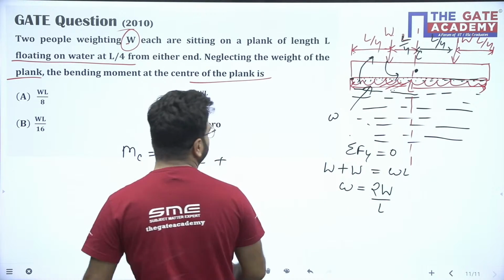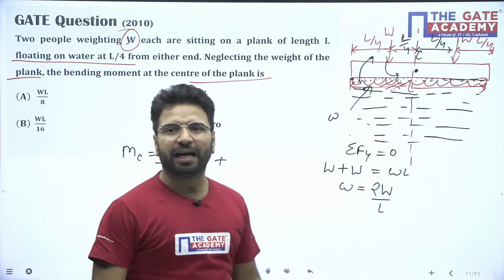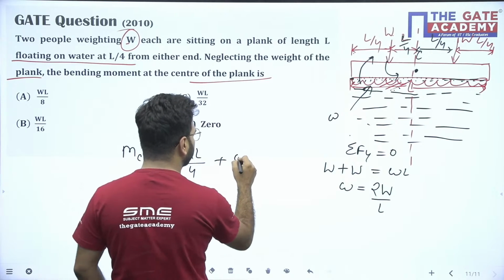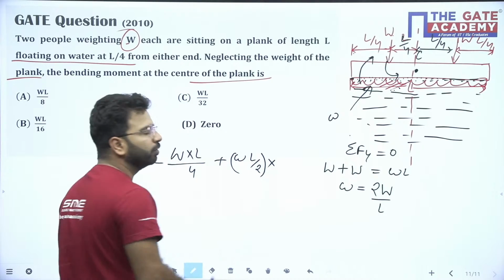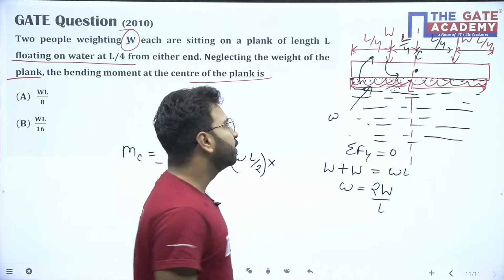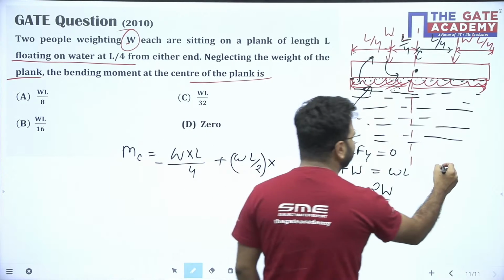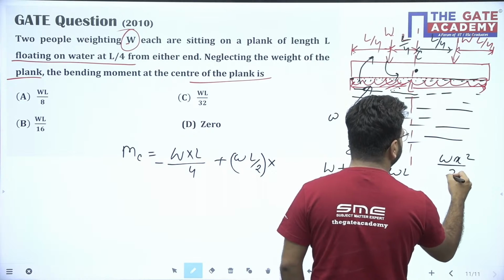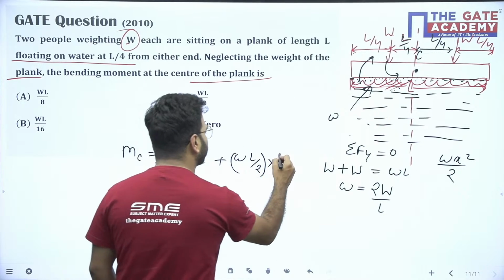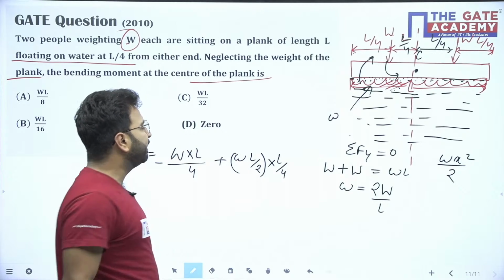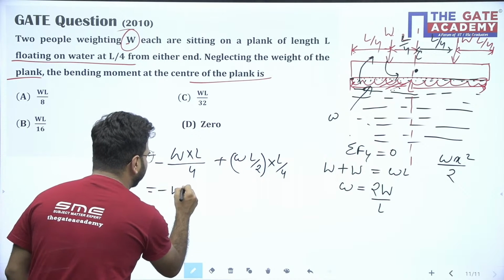And what is the bending moment? W into what is this length? This length is L by 2. So W into L, WL by 2 into... what is the bending moment of this UDL? You know, right? Bending moment of UDL, generally you write WX square by 2. So I am writing the same thing here. X is what here? L by 2. So WL by 2 into L by 4, or you can write here WX square by 2.